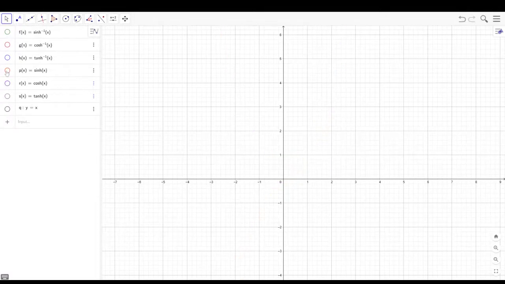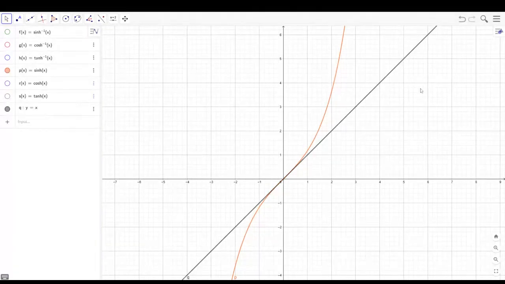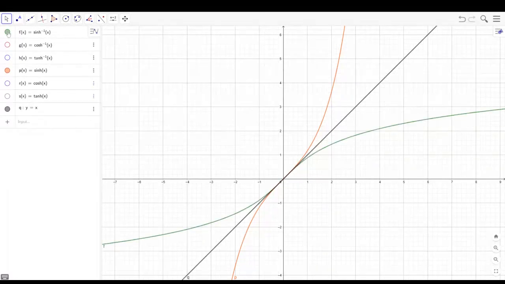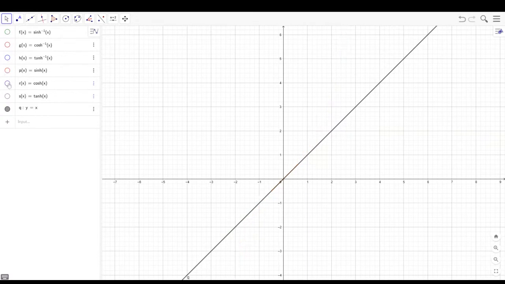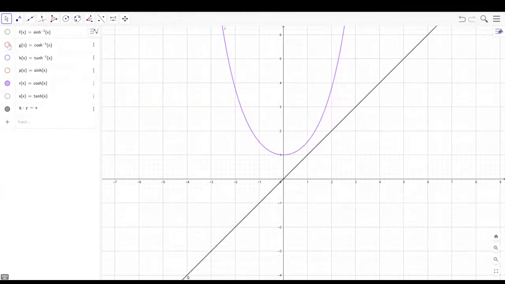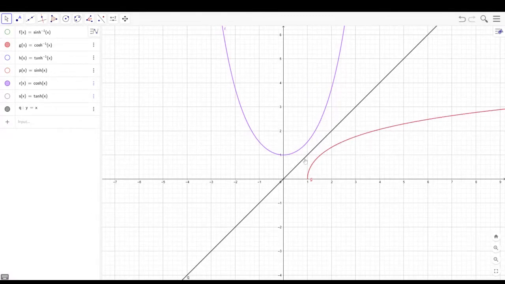If I have, say, the sinh function, and I put in the line y equals x, inverse hyperbolic sine will just be reflected in that line y equals x. And it's the same for hyperbolic cosine, although we have to be careful here because the graph is not a one-to-one graph. So all we do is restrict it to the positive x values. So you're just reflecting that half in the line y equals x.